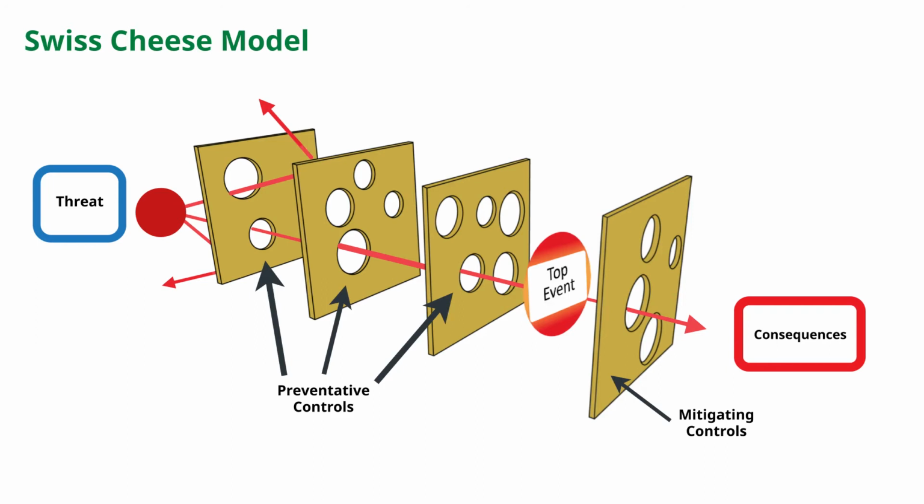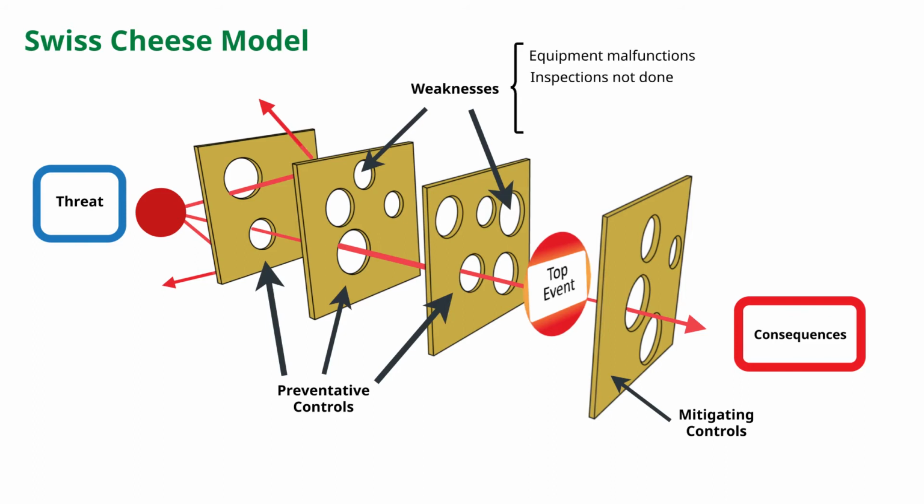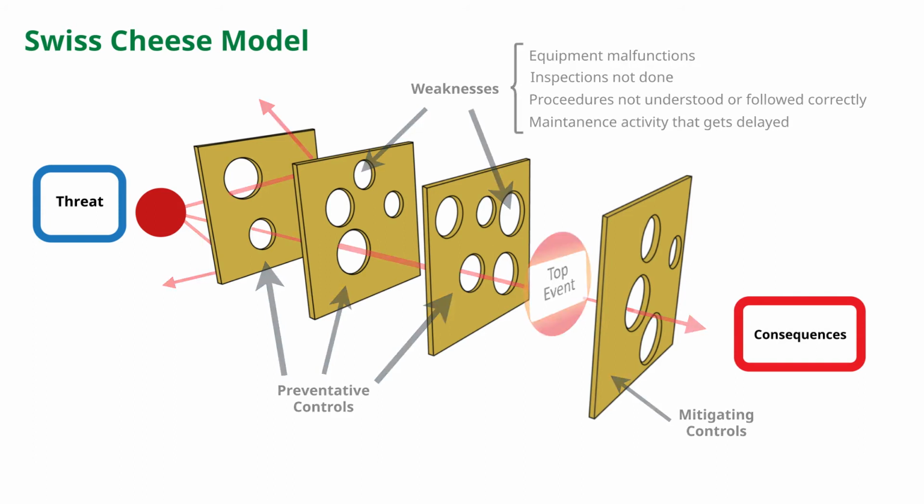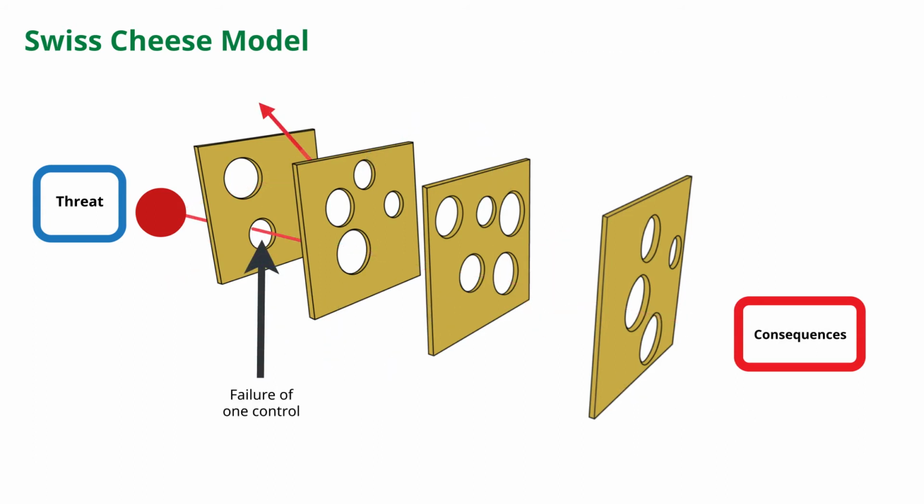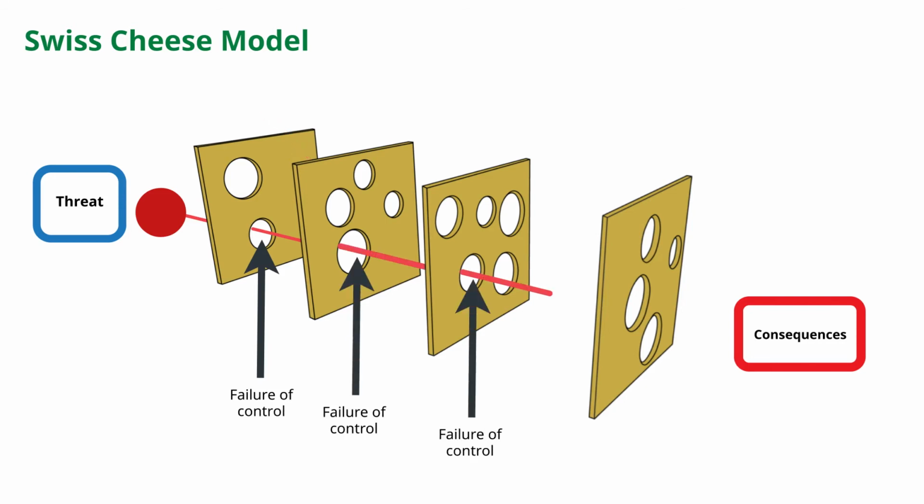But each slice isn't perfect. Each slice has holes or weaknesses. Weaknesses in a control might include equipment malfunctions, inspections that don't get done, procedures that aren't understood or followed correctly, or maintenance activity that gets put off. Chances are the single failure of one control might not lead to a top event. But if several fail, and if the holes align, a perfect storm can happen where the threat causes a top event, and the top event causes catastrophic consequences.